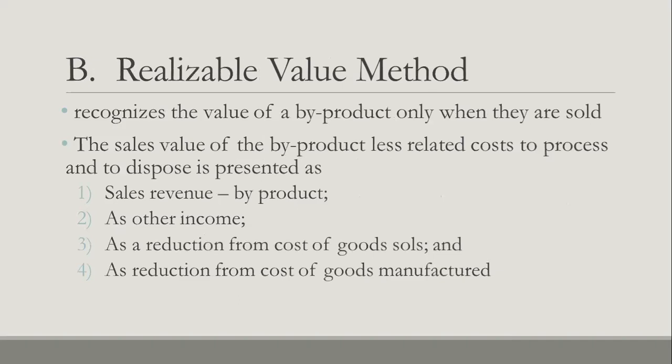Next, you have here your realizable value method. It recognizes the value of a byproduct only when they are sold. Take note, only when they are sold. Hence, the sales value of the byproduct less related cost to process and to dispose is presented either as sales revenue, or you may recognize it as other income. You may also recognize it as a reduction from cost of goods sold. And last, recognition as a reduction from cost of goods manufactured.